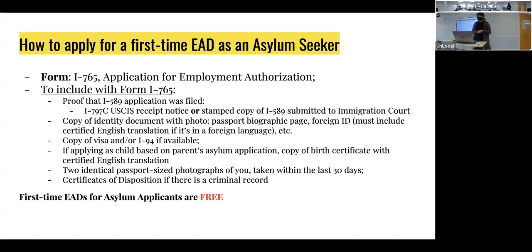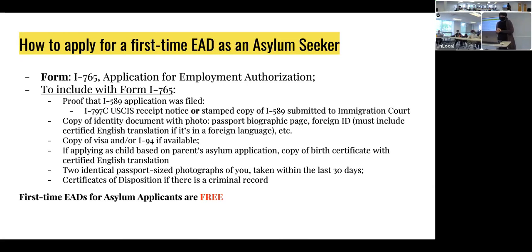If you submitted affirmatively, that is, it's not within the court system, then you will eventually get what's called an I-797C, which is a notice of action. And effectively this is the USCIS acknowledging that they've received your application. You will need to scan a copy of this and send that in.